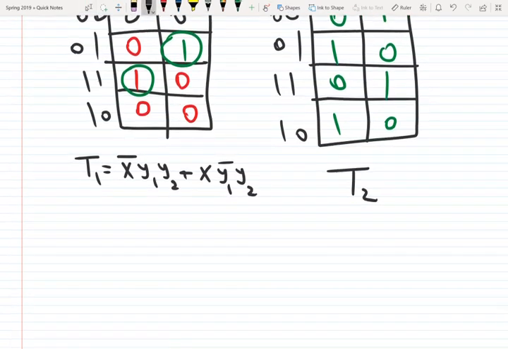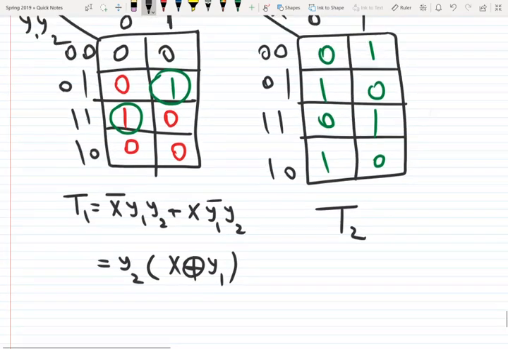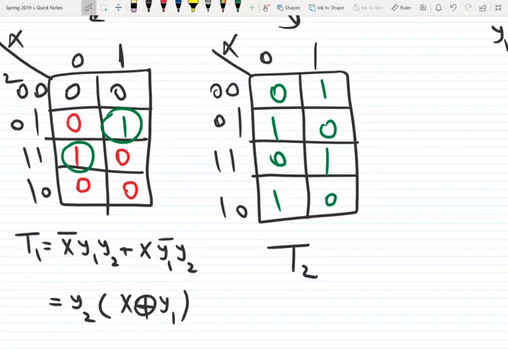In order to implement this one also, we can say, okay, this one is equal to, let's factor out y2. If we factor out y2, we will have y2 times (x XOR y1). It's easier to implement. Okay, so for the second table, we have four ones. Is there any way to group them or no? Yes or no, Emmanuel? Or any other response? Can I group these ones together?